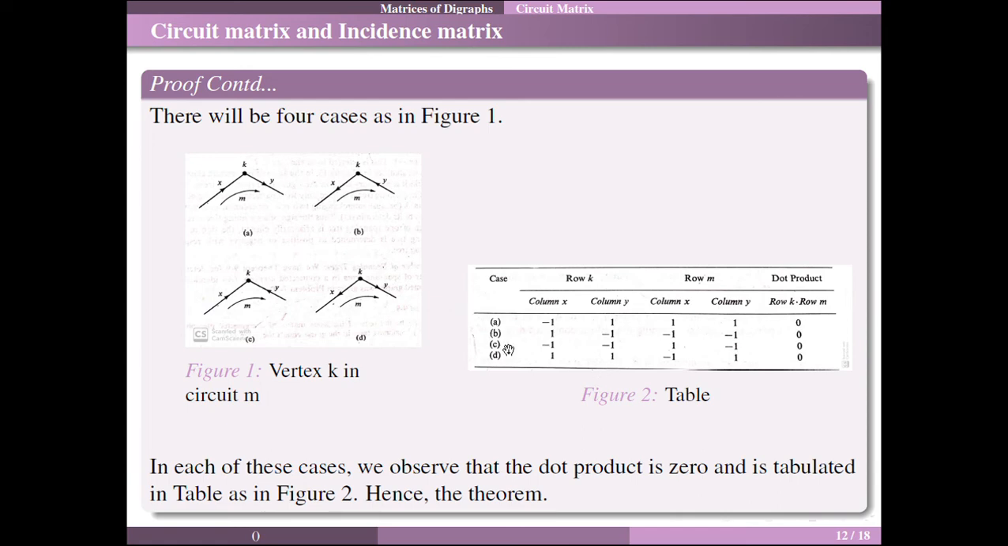Similarly, we can see for all the other cases, here values are assigned according to the directions and according to the incidence property. So in all of these cases, we observe that the dot product is 0. And hence it follows that A dot B transpose equals B dot A transpose equals 0.